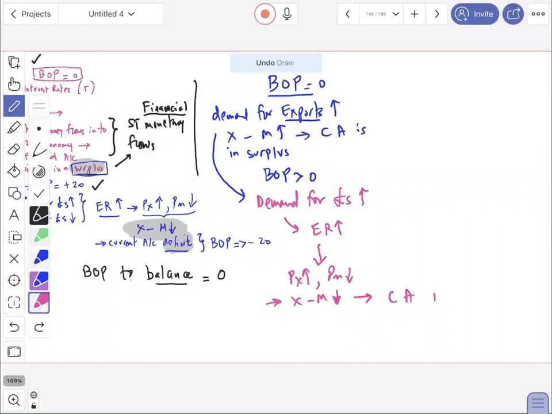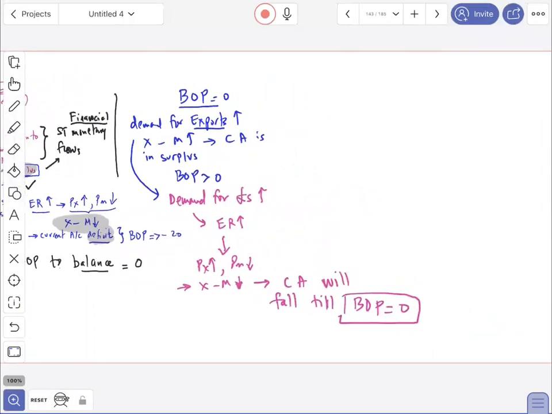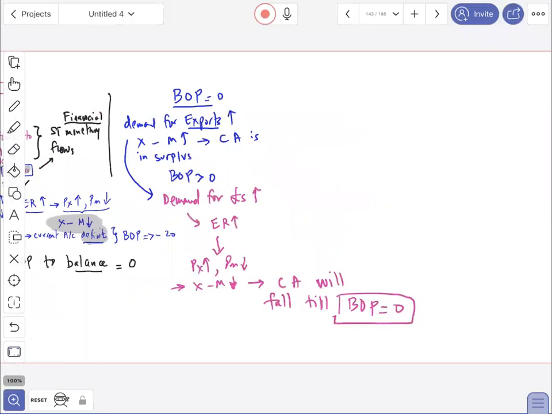will fall till BOP equals zero, which means your currency will stabilize and the balance of payment will stabilize till we don't have a surplus anymore. We will have the balance of payment become back to zero. So the advantage of this is that we didn't tap our reserves at all in this case, because your balance of payment was automatically balancing.